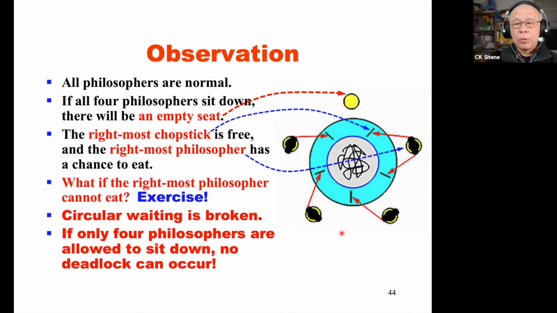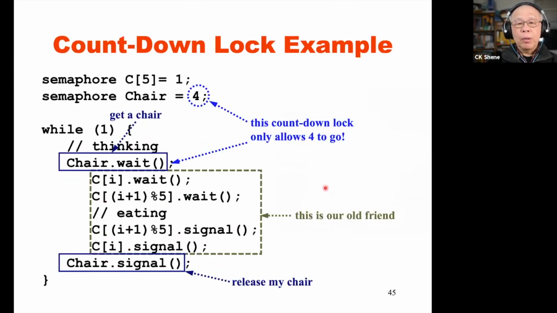In this solution, if we allow only four philosophers to sit down, the circular waiting pattern is broken and deadlock will never occur. So let's transform this observation to a program. That's pretty easy. Now, keep this in mind. We only allow four philosophers to sit down.